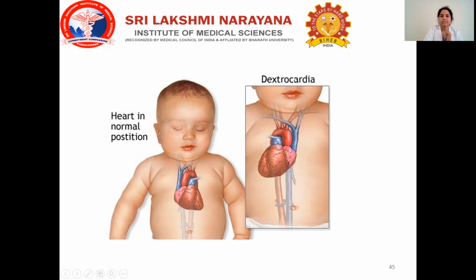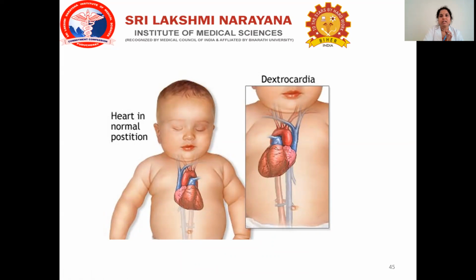Dextrocardia. What is dextrocardia? The normal human heart apex is pointed towards the left, and arching of the aorta occurs towards the left side. In dextrocardia, the apex position and the course of the great vessels start from the right side. This is a developmental anomaly. During establishment of the left and right axis, there occurs some defect.